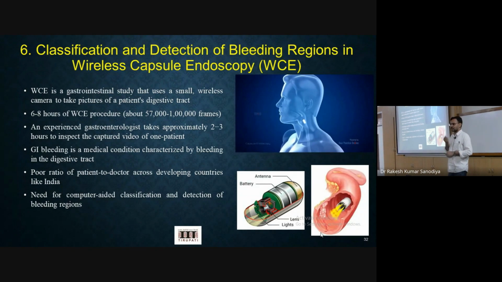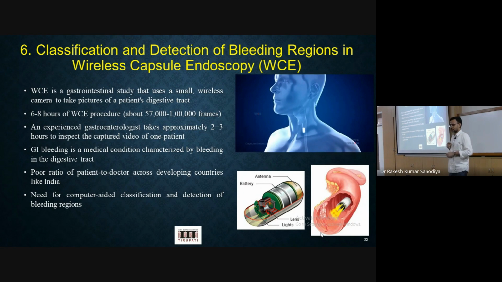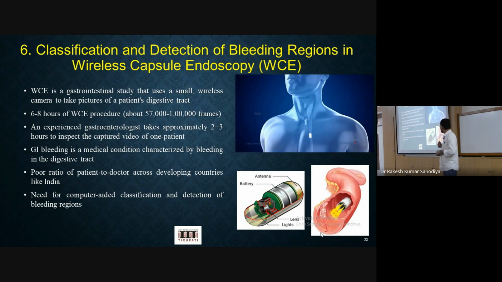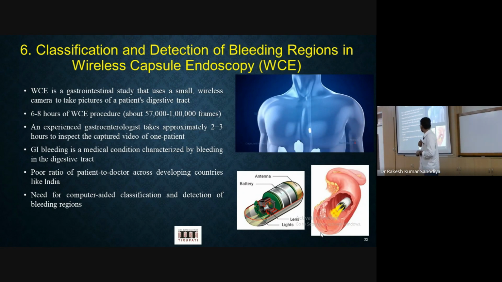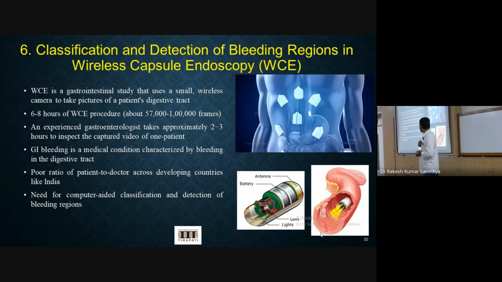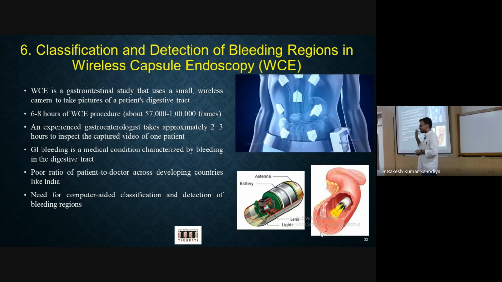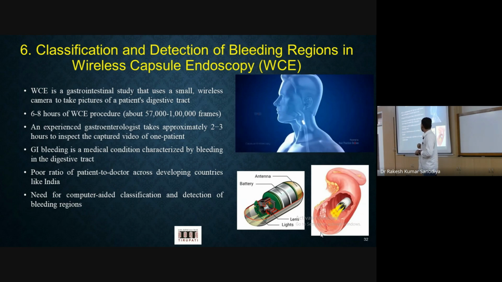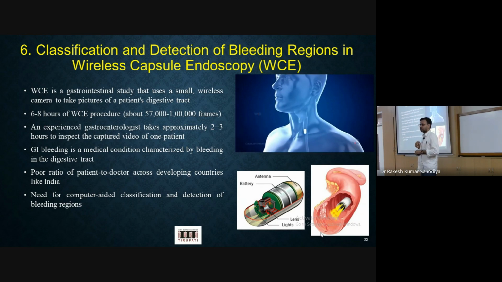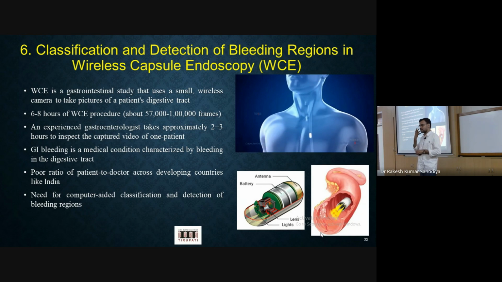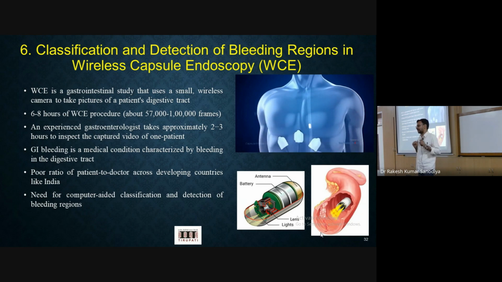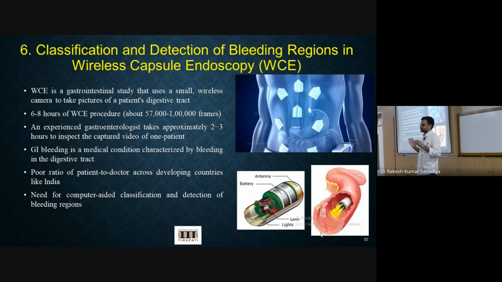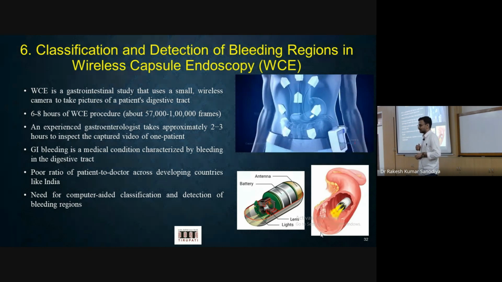Just will be swallowed like you are taking a medicine capsule. So then there will be not less than 57,000 to 1 lakh frames over 6 to 8 hours. It is taking pictures. For a doctor to sit and see 1 lakh frames is pretty time consuming, and also they call something as fatigue of the eye. So by the time the actual one comes, he might miss it if there is a bleeding also.